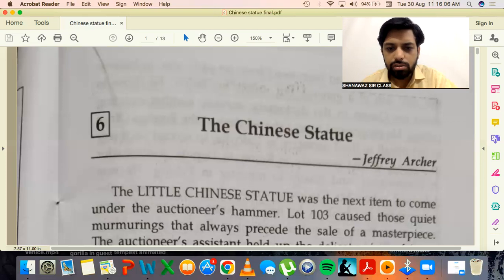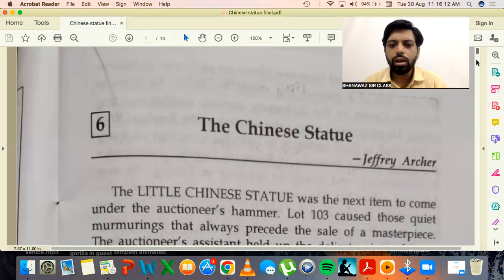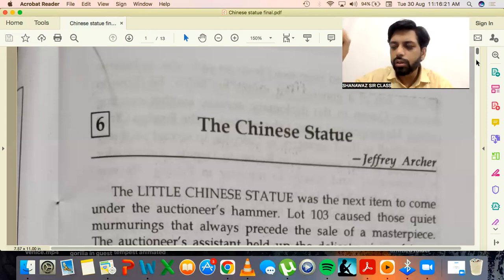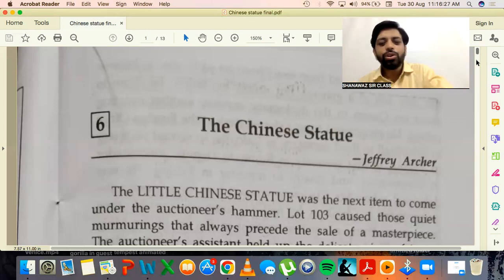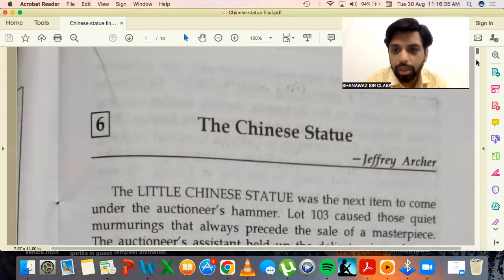The little Chinese statue, a small statue of a Chinese empire, was the next item to be sold under the auction hammer. You must have seen it in movies, they have a hammer, they bang it and then they sell it to the person. So the next item to be sold under the auction hammer was lot number 3103.